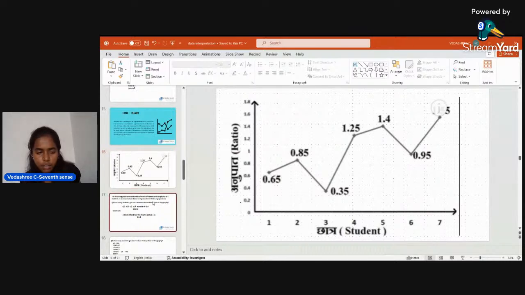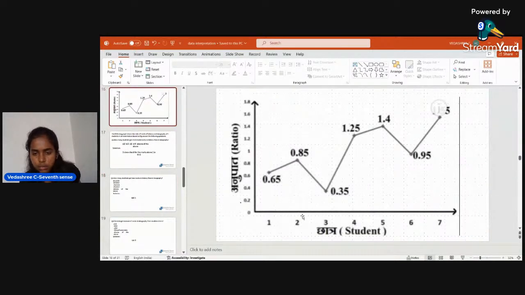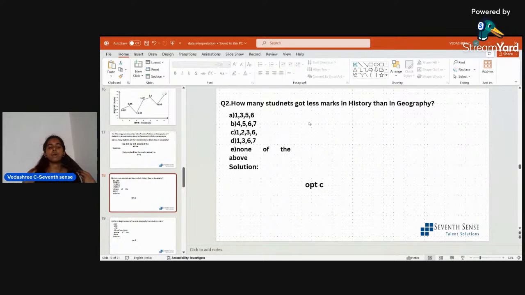4, 5 and 7. See, coming to the second question, how many students got less marks in history than in geography? In the previous problem, I said 0.65, 0.85, 0.35, and 0.95.